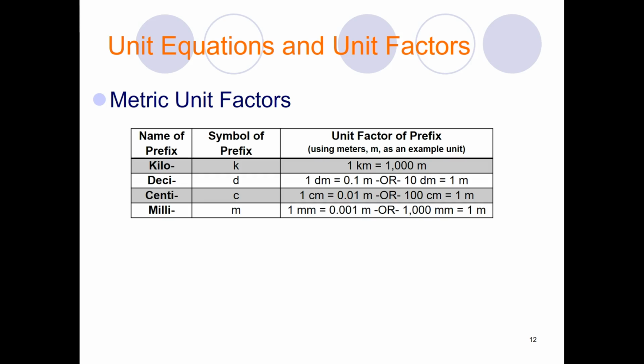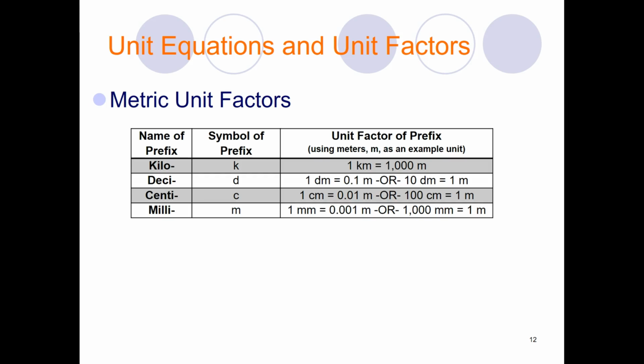1 kilosecond equals 1,000 seconds. 1 kiloliter equals 1,000 liters. 1 kilogram equals 1,000 grams. It's wonderful that that relationship stays the same. The kilo always means there's one of those kilo things and 1,000 of the other things. So you will have to have that memorized.